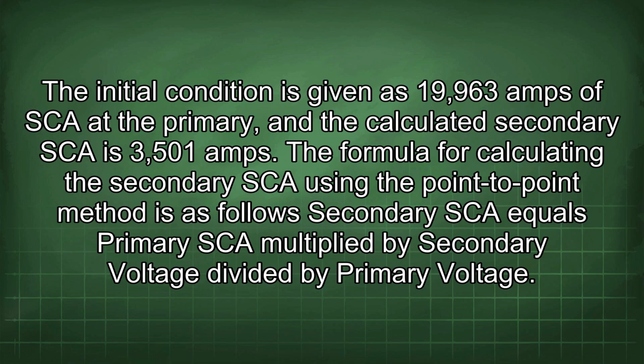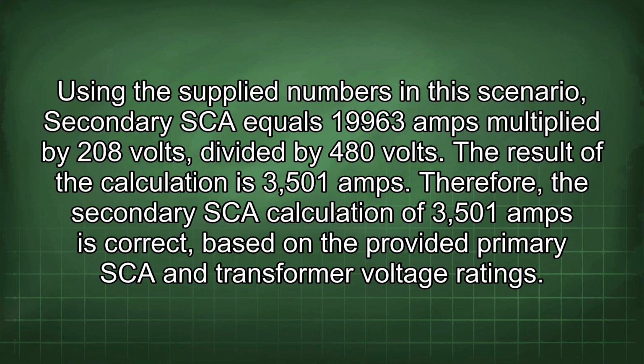The formula for calculating the secondary SCA using the point-to-point method is as follows: secondary SCA equals primary SCA multiplied by secondary voltage divided by primary voltage. Using the supplied numbers in this scenario, secondary SCA equals 19,963 amps multiplied by 208 volts divided by 480 volts. The result of the calculation is 3,501 amps. Therefore, the secondary SCA calculation of 3,501 amps is correct based on the provided primary SCA and transformer voltage ratings.